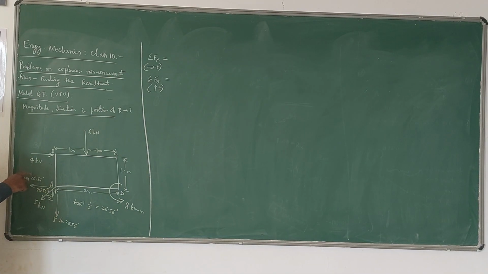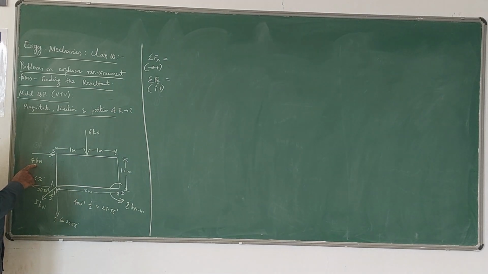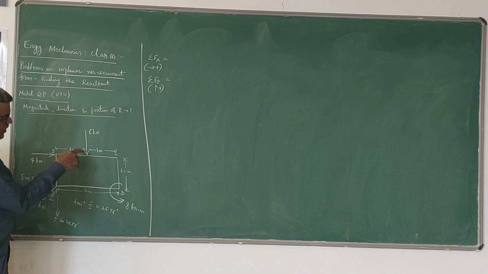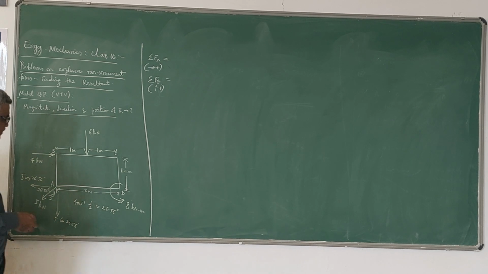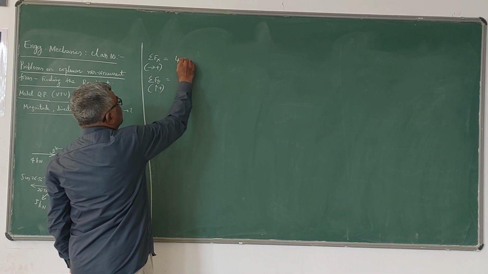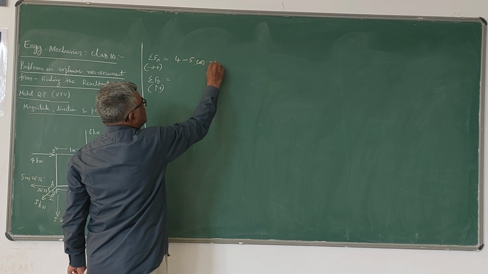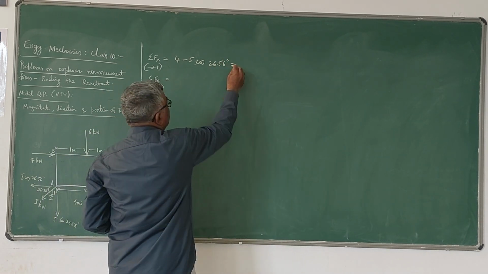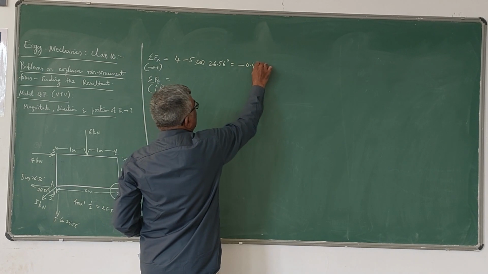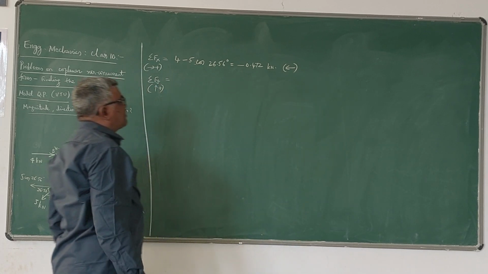Now, if I want to write sigma fx, treating forces acting towards right positive, this 4 kN is positive. This doesn't have any horizontal component, and here this horizontal component is negative, minus 5 cos 26.56 because it is acting towards left. So sigma fx will be now 4 minus 5 cos 26.56 degrees, which comes out to be minus 0.472 kilonewton. Please check this. Minus means it is acting towards left.